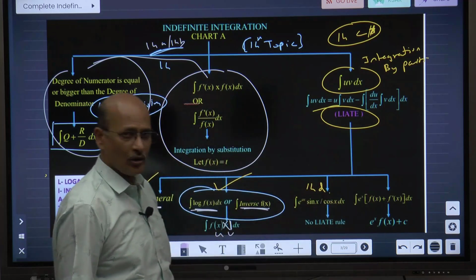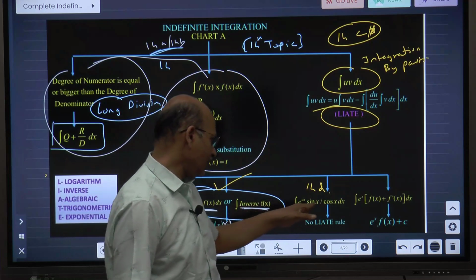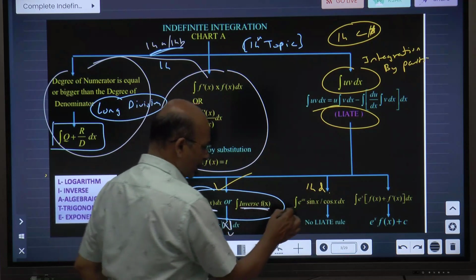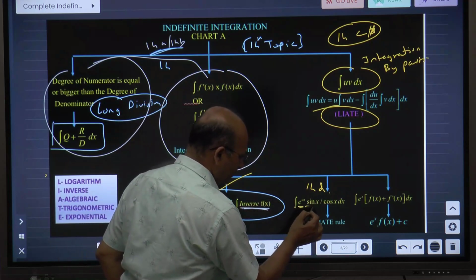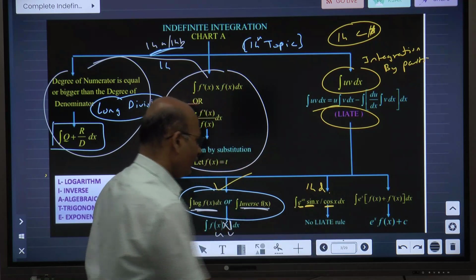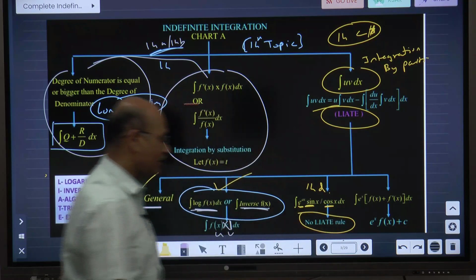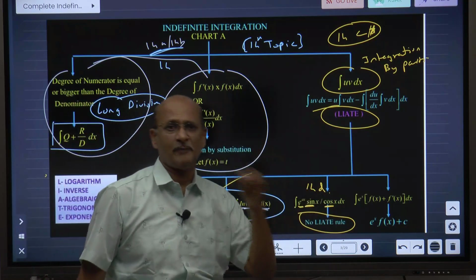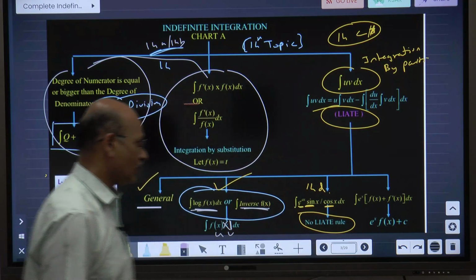Okay. So as we go on, let us see now. 14D is e raised to x. So whenever the integrand has e^x along with sin x, or e^x along with cos x, then we don't follow the LIATE rule. It's a specific type and a special type of thing which you have to keep in mind.